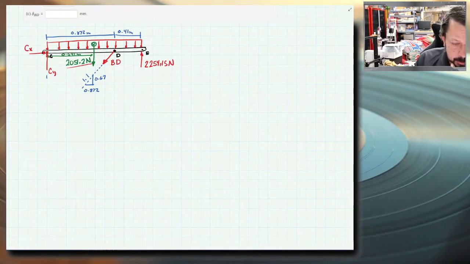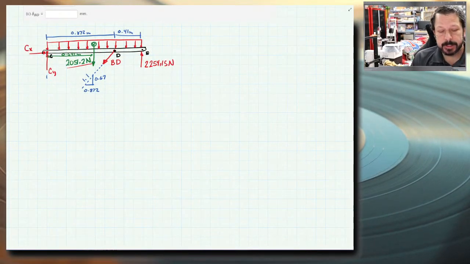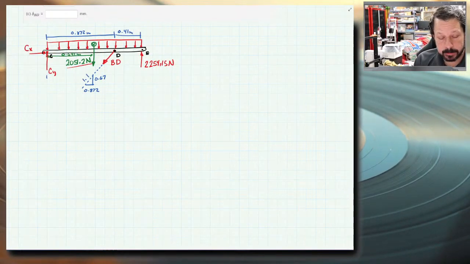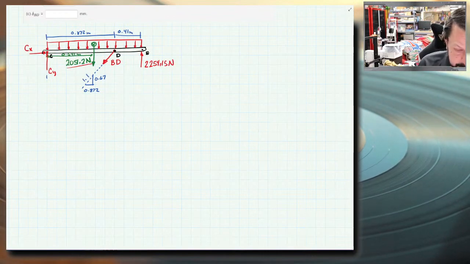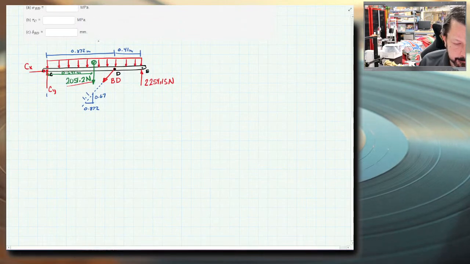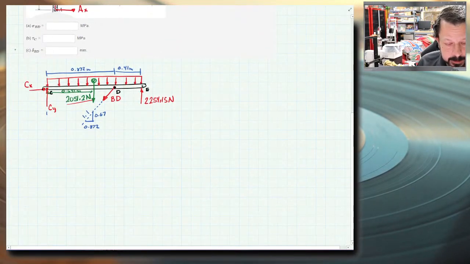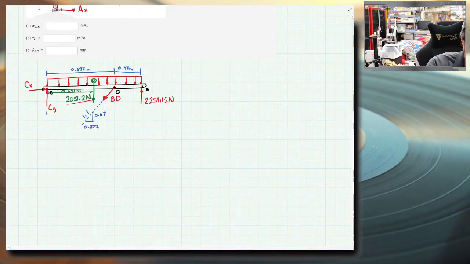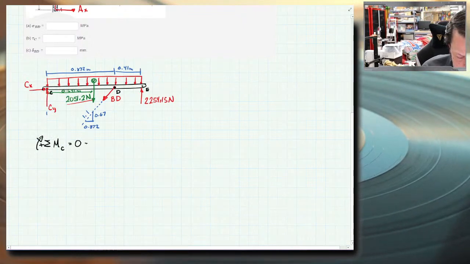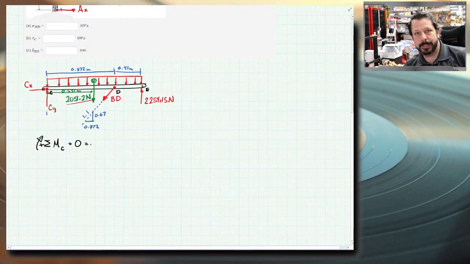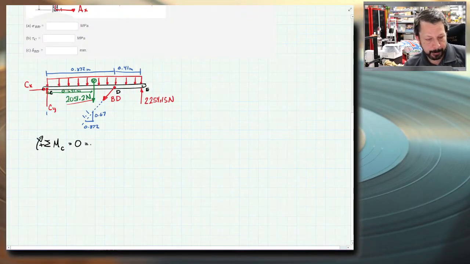Let's do what we normally do and do summation of moments about the pin with the one with 2 unknowns, which is C, and that should give us a value for BD, which is most of what they're asking for, although they are asking for the shear stress at C, so we will need to find CX and CY also. So let's do moments, summation of moments about C, clockwise positive. They should equal 0 because we know this top piece is not rotating about point C.